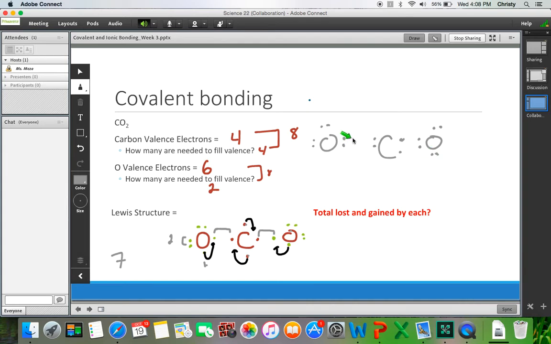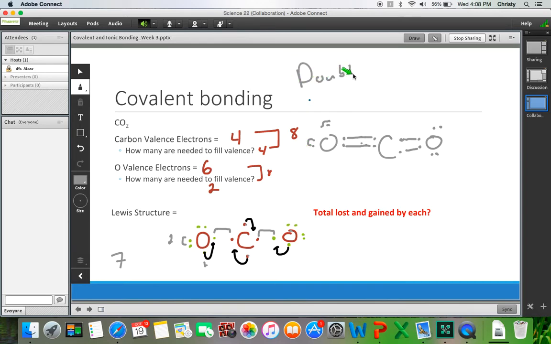So now we're basically sharing 2 pairs of electrons. So this is called a double bond. So there's 2, 4, 6, 8. So carbon's happy. And since there's 2, 4, 6, 8, now oxygen's happy. So this is called a double bond.